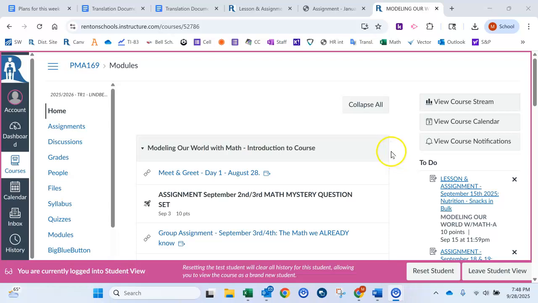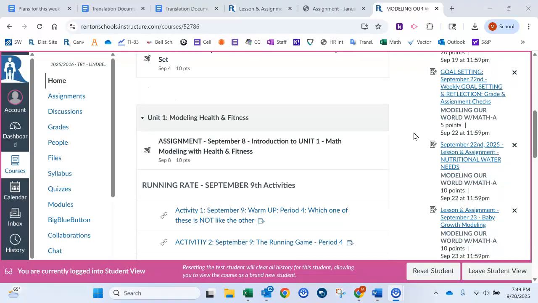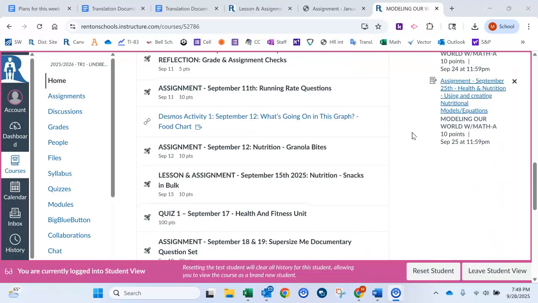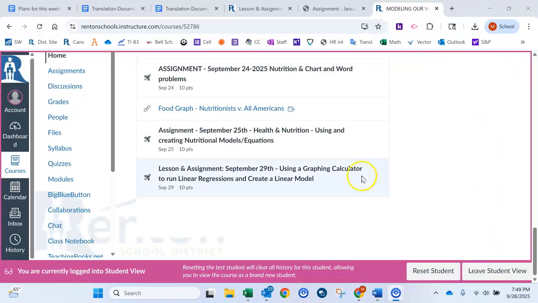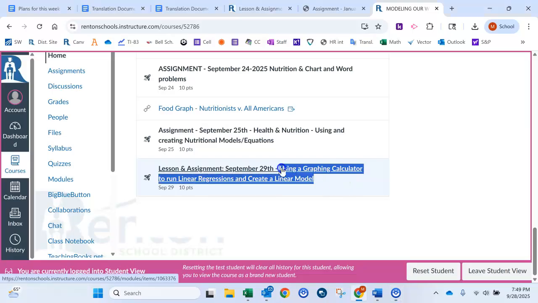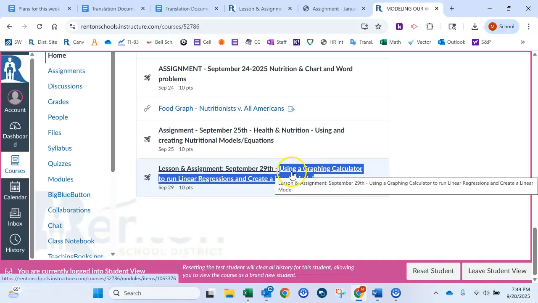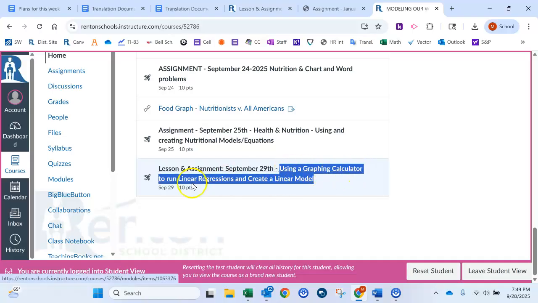Hello, today we are going to learn a little bit about using technology to help us put together linear models. So our assignment for today, if you're watching this video, the important thing is to make sure you find this assignment here. If this video is more than a year old, the date may not match, but you want to find an assignment about using a graphing calculator to run linear regressions and create a linear model.